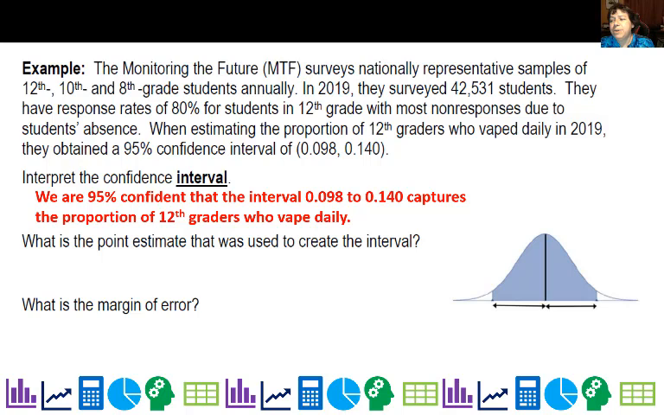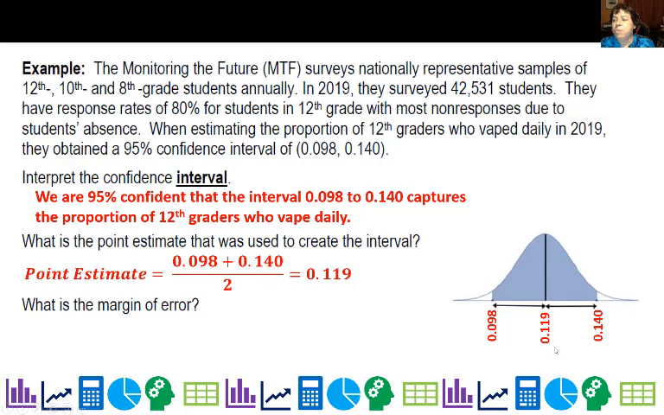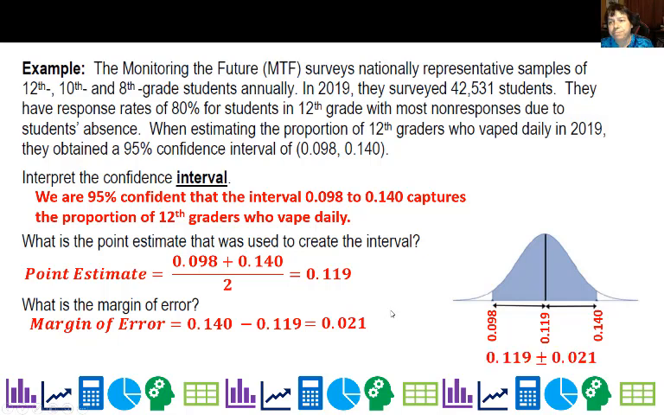So what's the point estimate? Well, here's your interval right here, the low value and the high value. What's the point estimate? It should be in the middle. So let's go ahead and find the midpoint. So our point estimate is 11.9% of 12th graders vape daily. What's the margin of error? Well, it's the distance between these two and also between those two. So I can just subtract any two of them, and I get 0.021, or 2.1% is their margin of error.